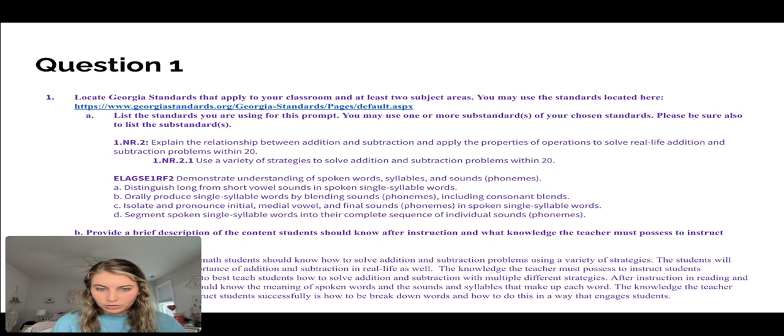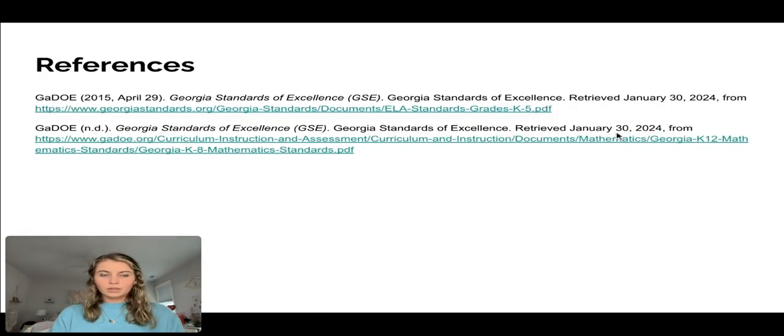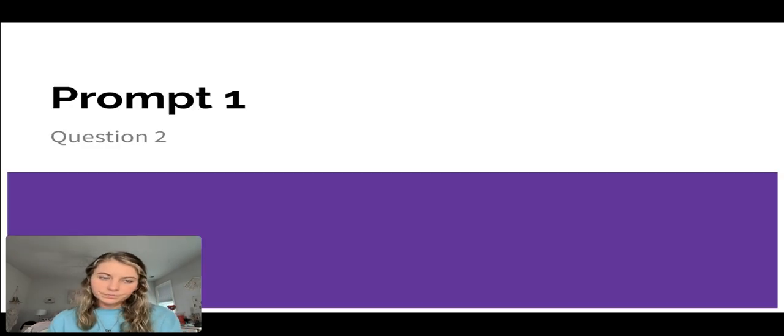And after instruction in reading and phonics, students should know the meaning of spoken words and the sound and syllables that make up each of the words. And the teacher must possess the knowledge to instruct students successfully by knowing how to break down words and how to do it in a way that engages students. And the references I used were the Georgia Standards of Excellence, and here's my 2 references.